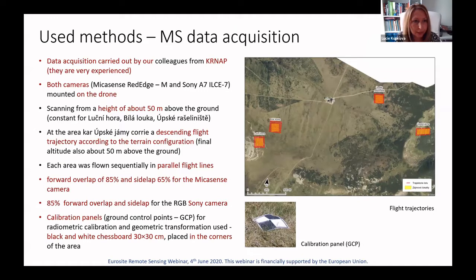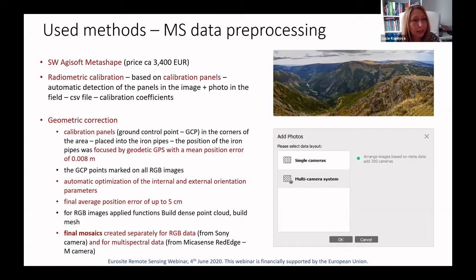First, data acquisition methods. Our colleagues from Krkonoše National Park acquire the multispectral data. They use both cameras on one drone, and they fly at a height of about 50 meters. They really need these calibration panels for calibration and geocorrection. I am not going into details; you will have them again in the presentation. Just to mention that they work in Agisoft Metashape software. You have the price here, and it's used for radiometric calibration and also for geometric correction.